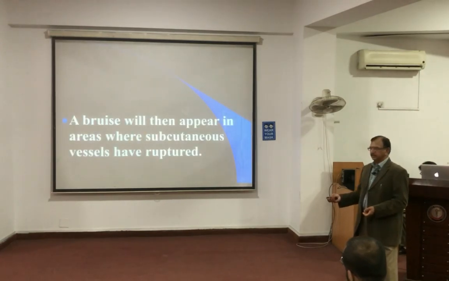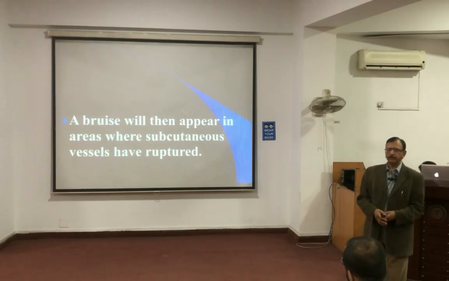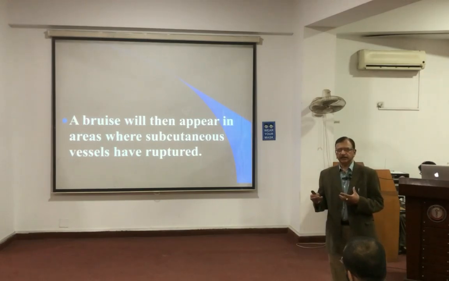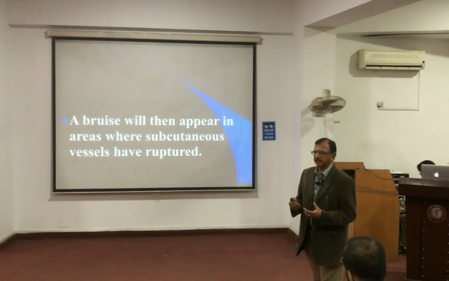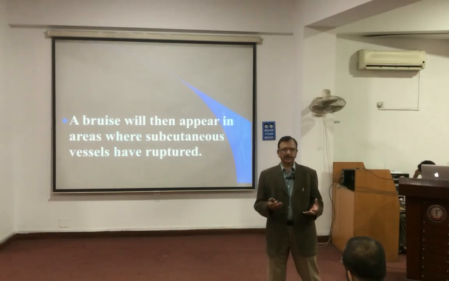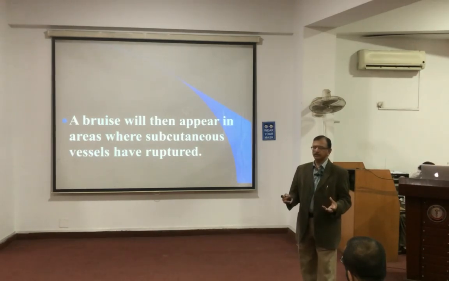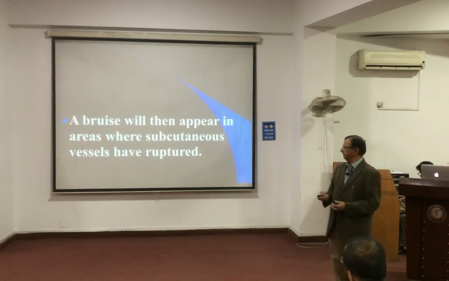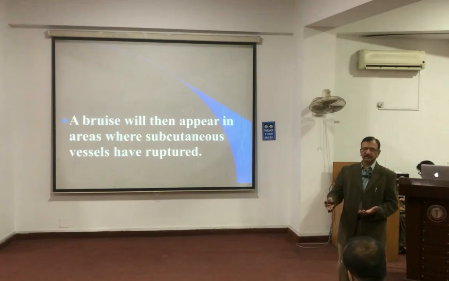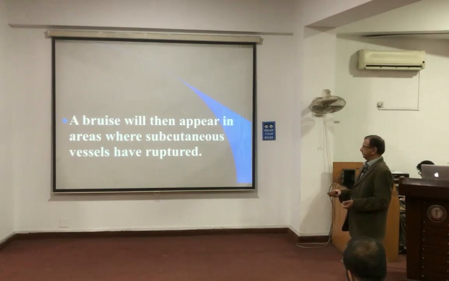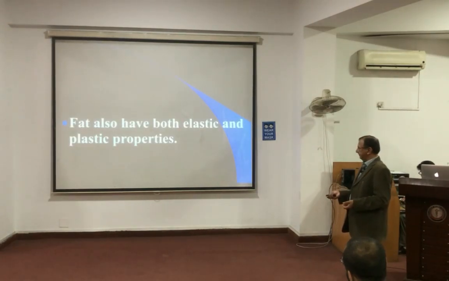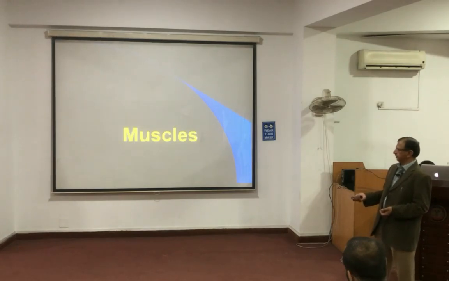So when the skin escapes the damage, usually with a blunt weapon, a bruise occurs. A bruise is the rupture of the blood vessels in the subcutaneous layers, and there is a collection of blood underneath the skin and the subcutaneous tissues, and that causes the bruise. There is extravasation of the blood, but the skin is intact, and the collection of blood under the subcutaneous tissues will cause a bruise. Similarly, the fat has elastic and plastic properties.